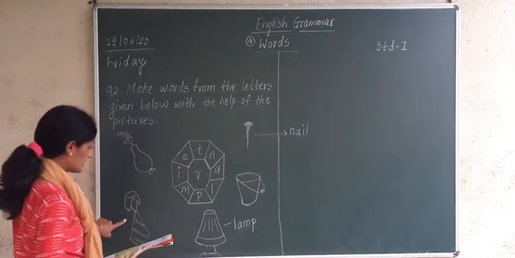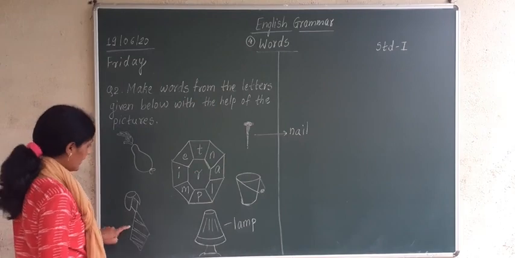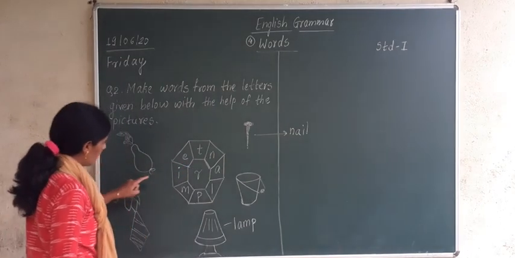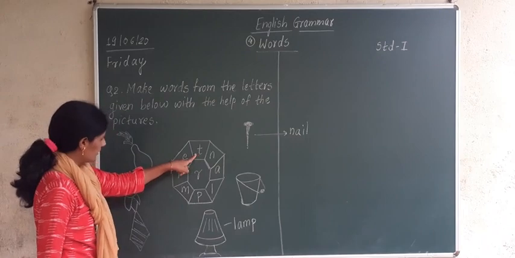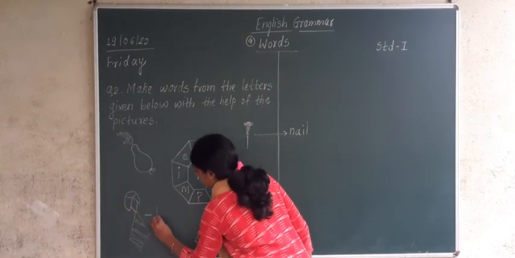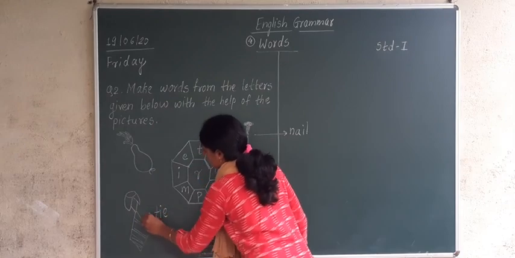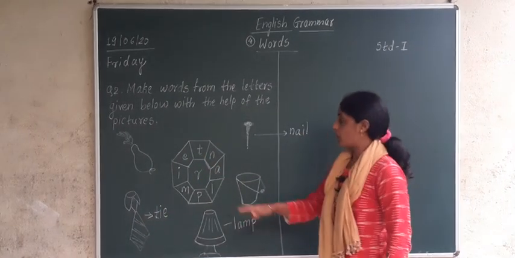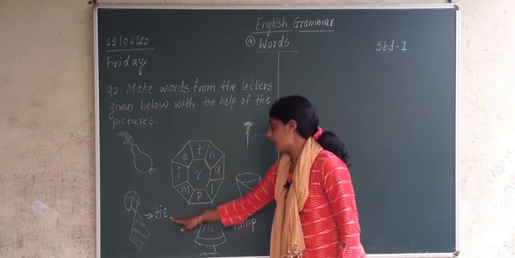Now this is what? This is a tie. So can we make tie from the letters which are given in the picture? Yes. T, I, E. Yes, we can form a word from the letters. With the help of the picture, we have got what? We have got the word T, I, E, tie.